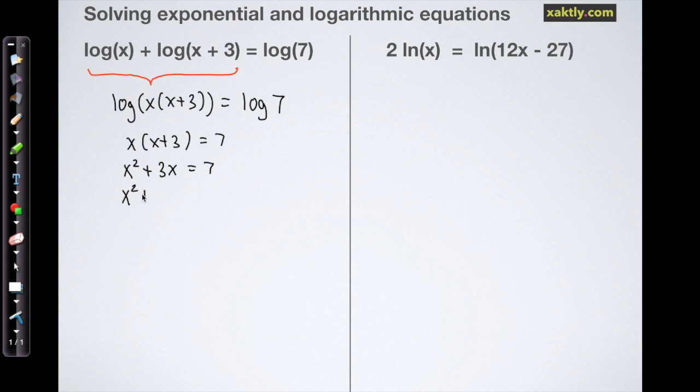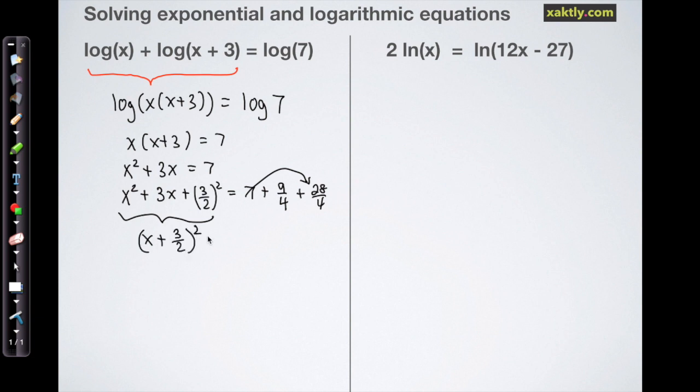Now this quadratic equation, I happen to know, can't be factored, so we'll have to solve it by completing the square. So I'm going to add half of that 3 squared to both sides, so I get plus 9/4 on the right side. And I'm just going to go ahead and convert the 7 into fourths. 7 is 28/4, like that. So if I write out my perfect square on the left, it's x plus 3/2 quantity squared, and that's equal to 9 plus 28 is 37/4.